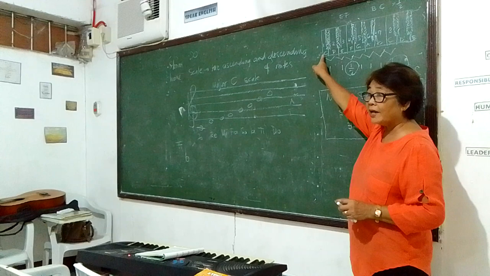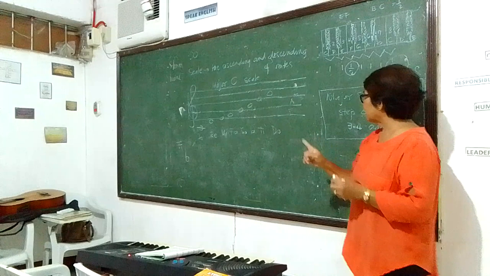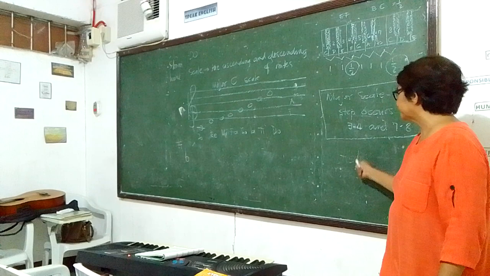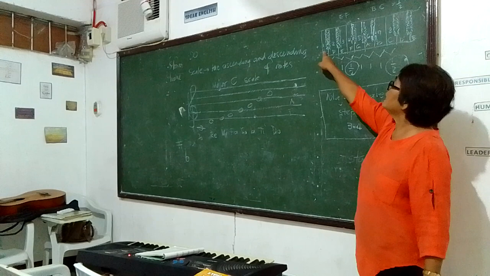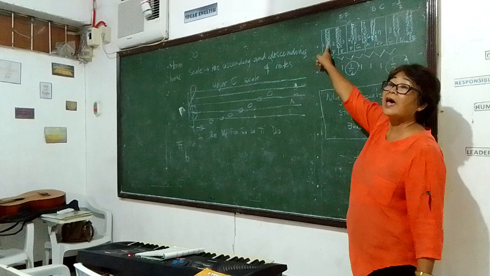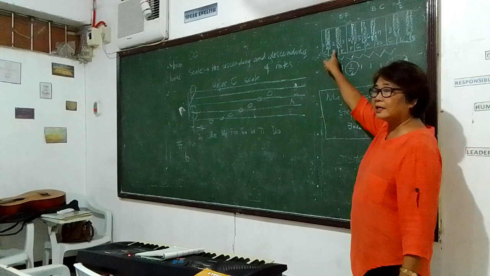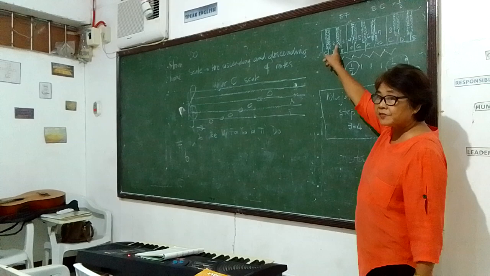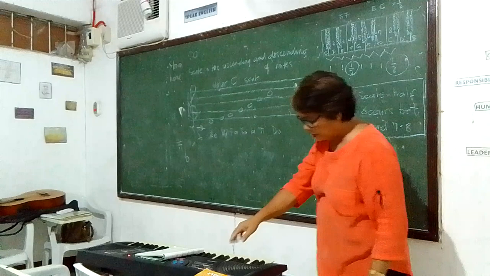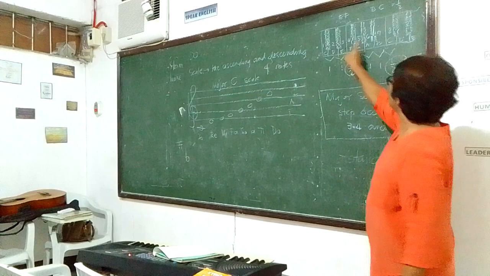We call this a distance. From C to the black key, what is the distance? It is a half step. From black to D is a half step. From D to black, half step. Black to white, half step. White to white, E to F, is also a half step, and B to C. It's a half step.